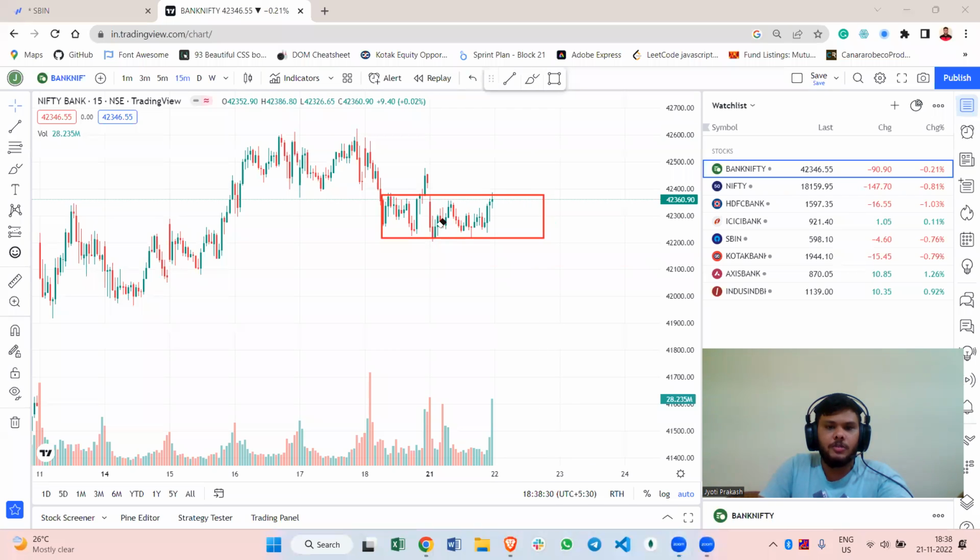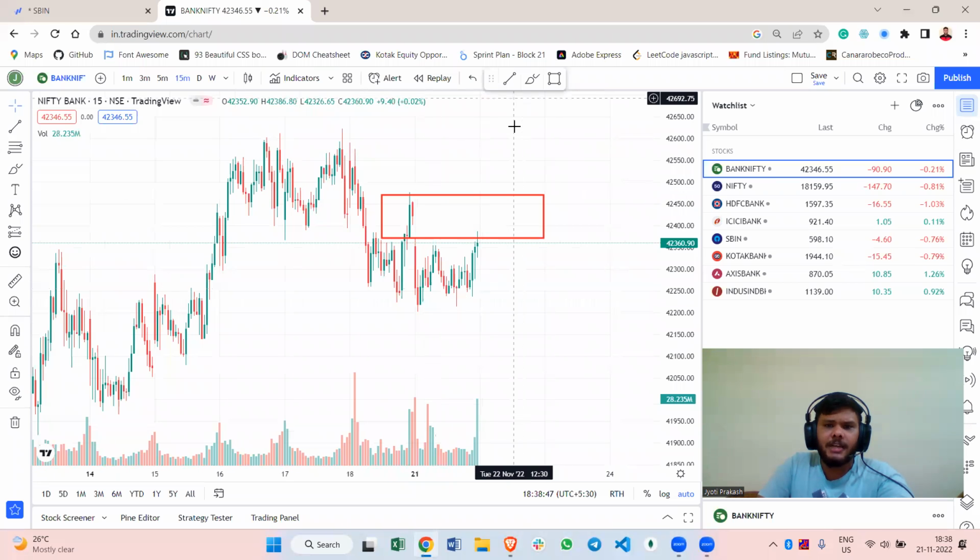But if it opens flat or opens gap down, or whatever it opens, and if it shows any negative scenario there, and if it closes below 42,600, then you can expect some selling pressure here, and we can set our first target to 42,200. Next target will be 42,100 to round level 42,000, as I said on one day candle chart.